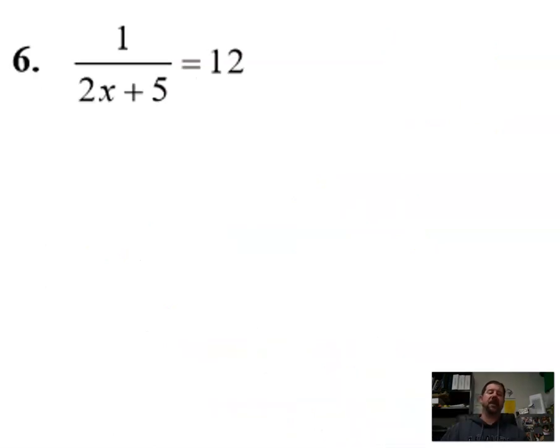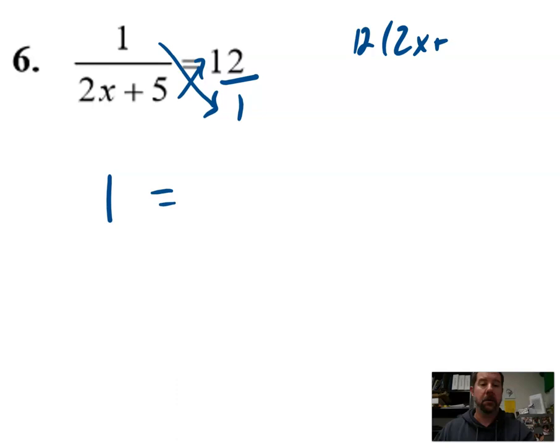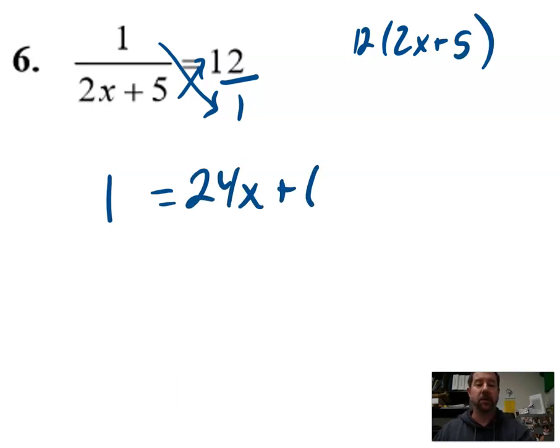Okay, on number 6 now. Sometimes you have a fraction equaling a whole number, but if you have one fraction, it's generally a good idea to just make it 2 fractions. See, fractions haven't been that bad. They're our friends. And then once I have the 2 fractions, now again I can go ahead and cross multiply. To turn 12 into a fraction, or any number into a fraction, you always just put it over 1. All right, so 1 times 1 is 1. 12 times 2x plus 5 is 24x plus 60.